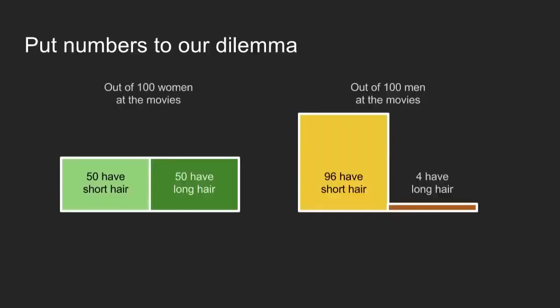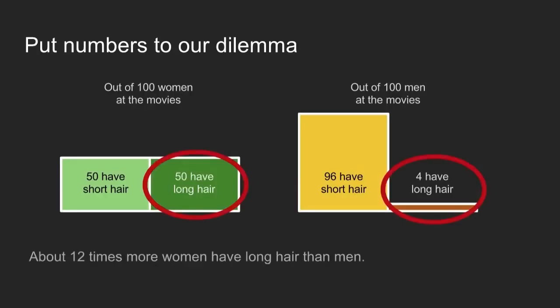So to put numbers to this dilemma at the movie theater, let's assume out of 100 women at the movies, 50 have short hair, 50 have long, and out of 100 men at the movies, 96 have short hair and 4 have long. In this case, we can see that there are definitely more women with long hair than men with long hair. So it's a safe bet to assume this person's a woman.